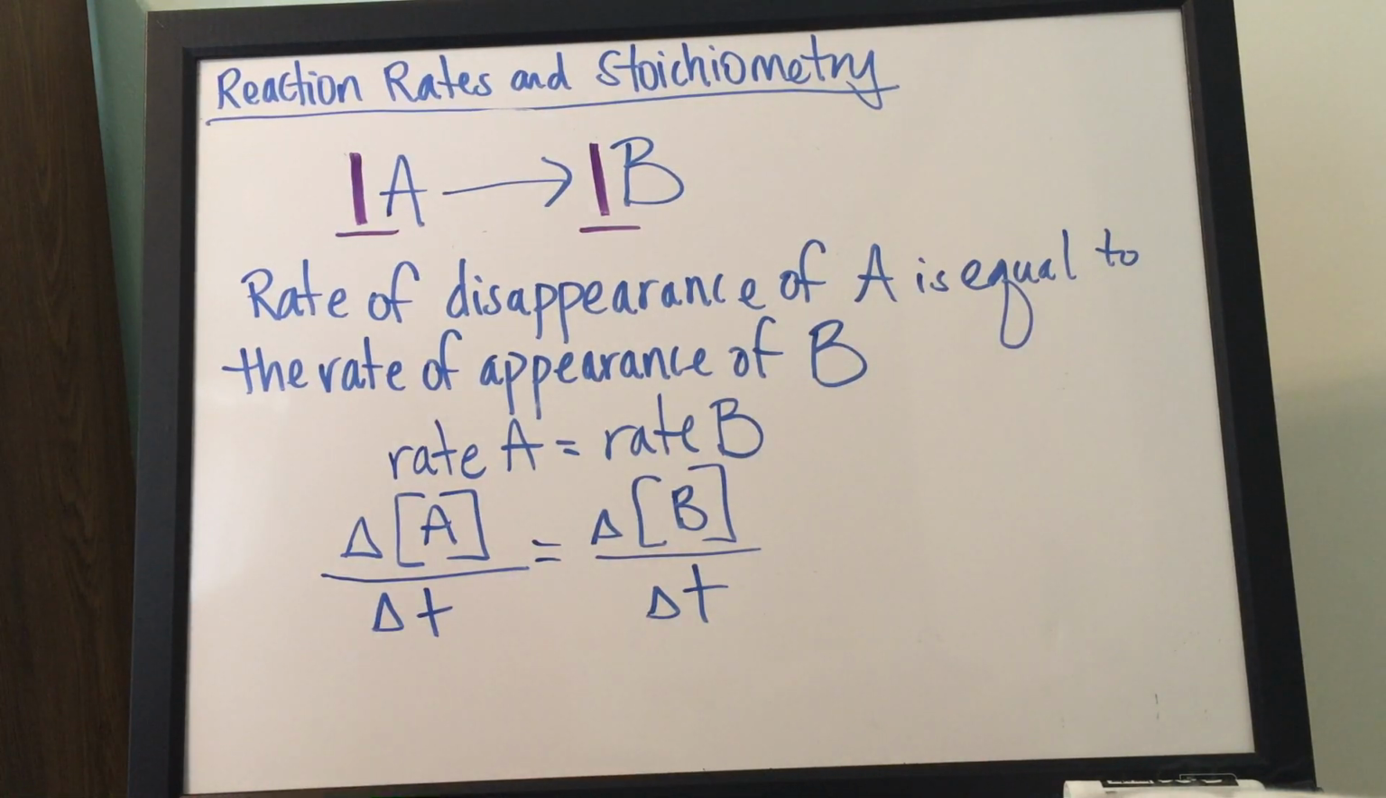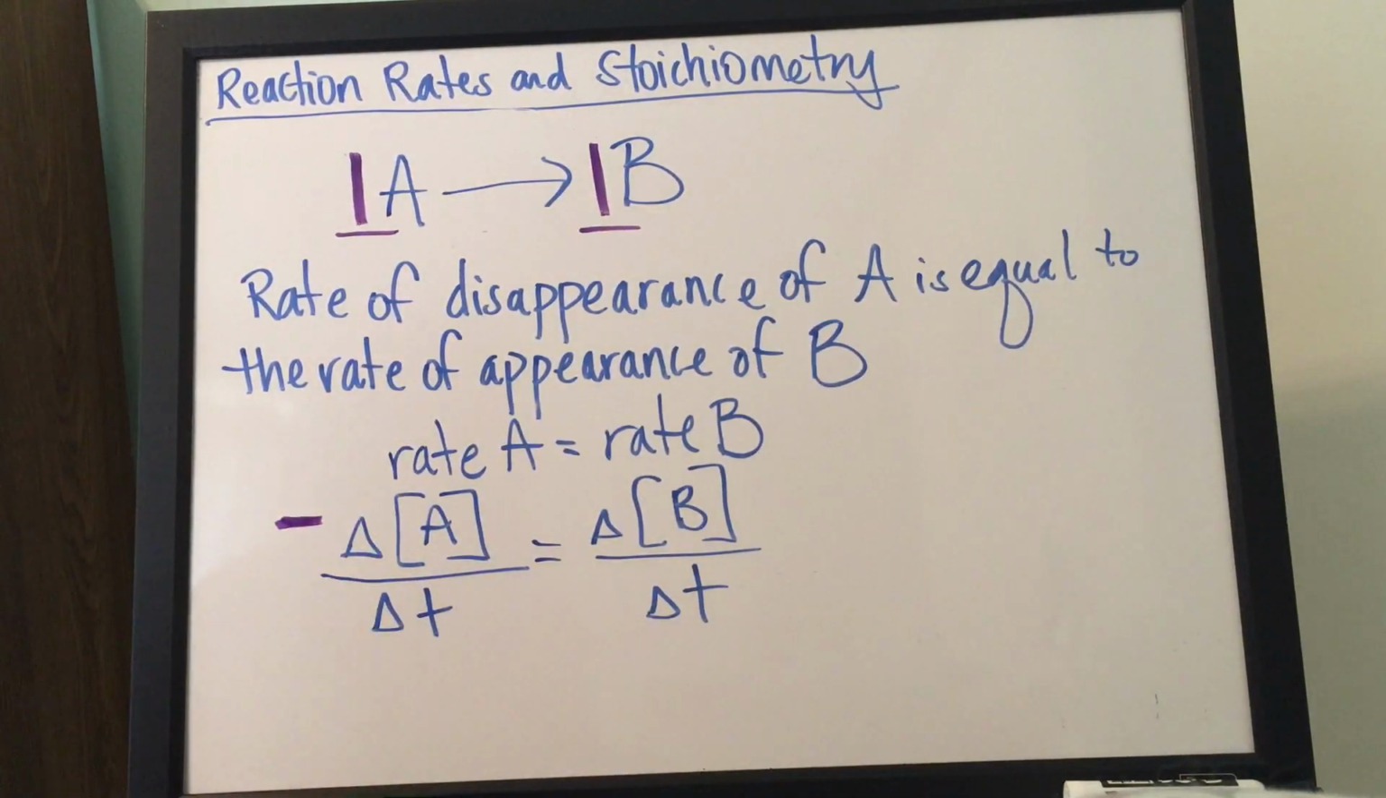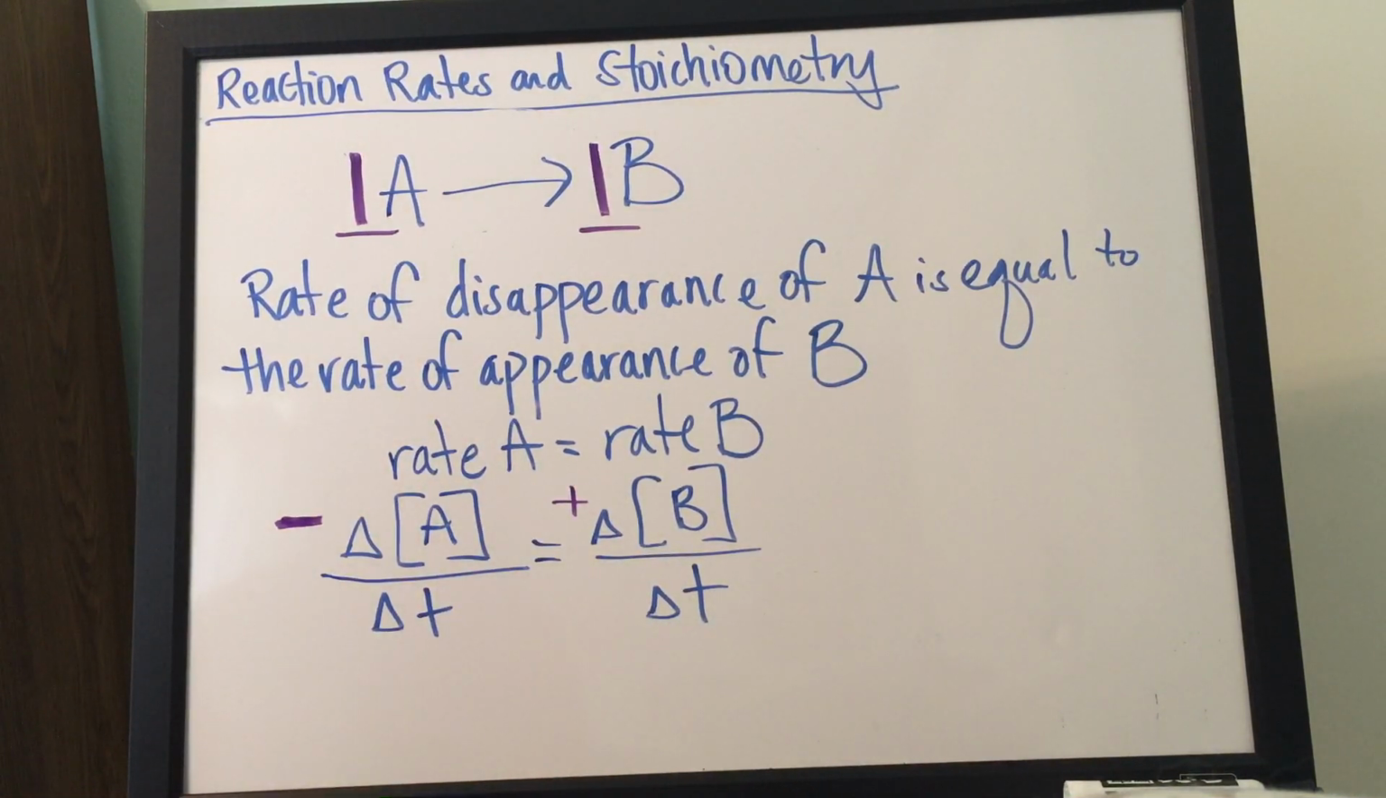Now, the only thing we have to account for is that one's disappearing and one's appearing. And so the way we denote that is with a positive and a negative, kind of like the whole endo-exo, energy in, energy out thing. So we give disappearing the negative sign. So we would say that technically this is a negative because A is disappearing, and this is a positive. You don't have to write it, but I'm going to, because B is appearing.